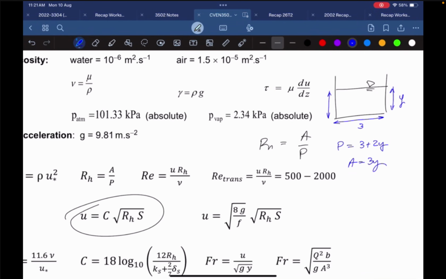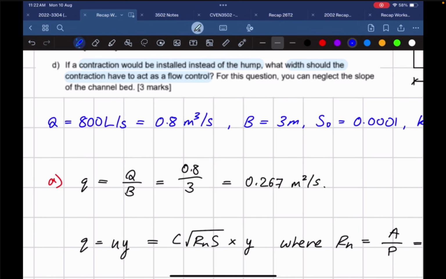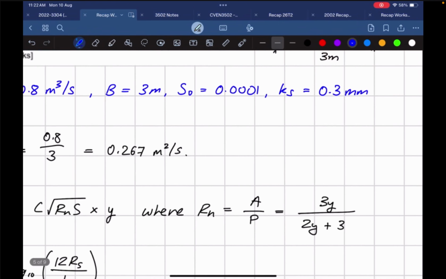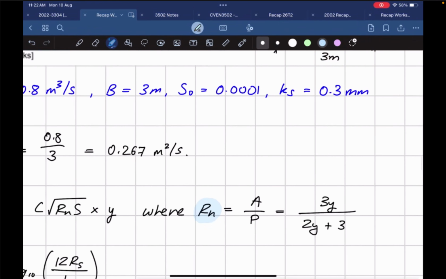Any confusions, any questions? Oh, we know why in this case? We're not finding why. We're trying to find y, the flow depth. Yes, we're trying to find y. So y is the unknown essentially. So this is our hydraulic radius: 3y over 2y plus 3.